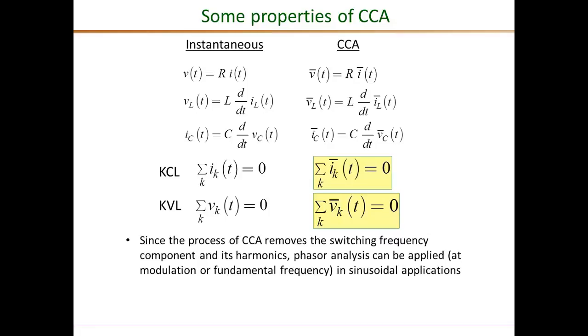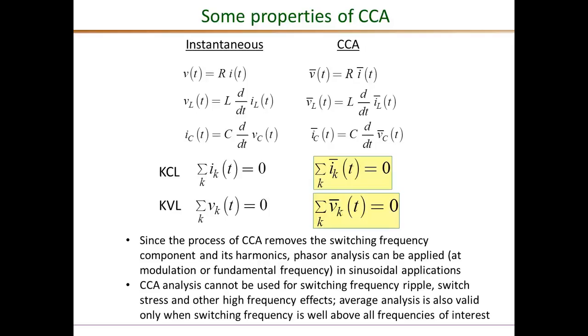In the process of deriving the cycle by cycle average quantity, we essentially remove the switching frequency and its harmonics in that quantity, retaining only the DC and the low frequency fundamental frequency AC component. Therefore the CCA quantities can be used in a phasor analysis, which requires that there is only one frequency, and in this case that will be the fundamental frequency.